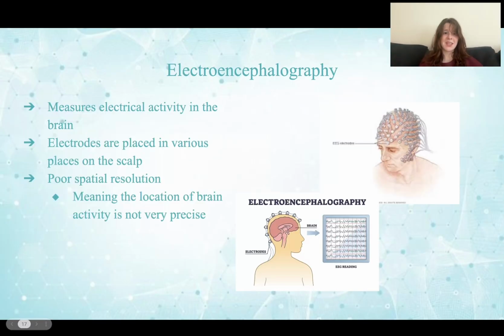Then lastly, we have the EEG, which measures electrical activity in the brain. Electrodes are placed in various positions on the scalp. It has poor spatial resolution, which means the location of brain activity is not very precise.